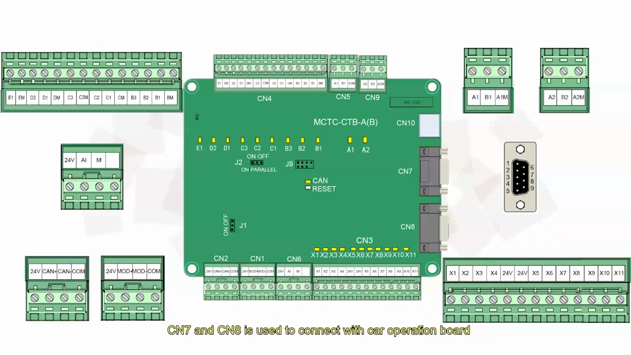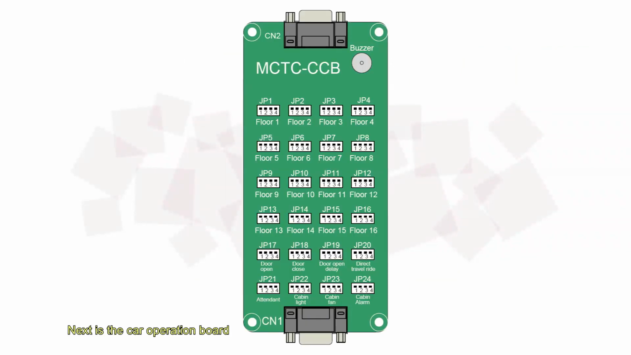CN7 and CN8 are used to connect with the car operation board. CN7 is used for the front door, CN8 for the back door, or handicapped car operation panel. It is a DB9 pin port. Next is the car operation board, used for receiving signals from car operation buttons.